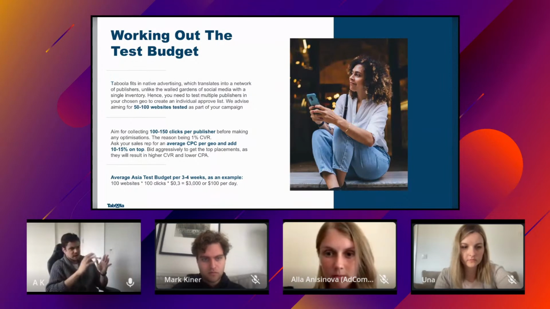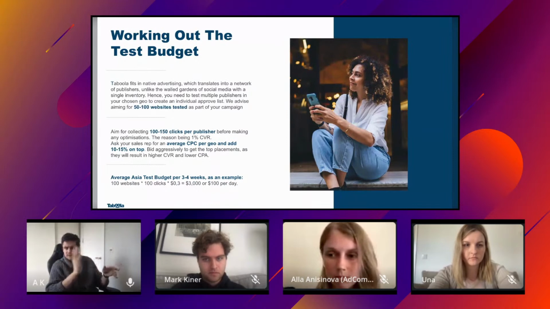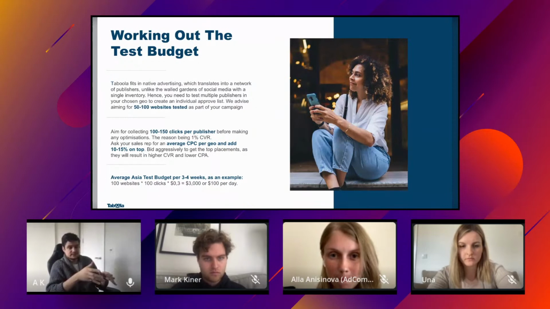So let's take 100 websites, multiply by 100 clicks, divide this by 2 if you're running just one device. So if you're running one device, like say mobile, you can divide this by 2. But again, ideally aim for more data rather than less. And then multiply it by your average CPC, but being a very aggressive one.